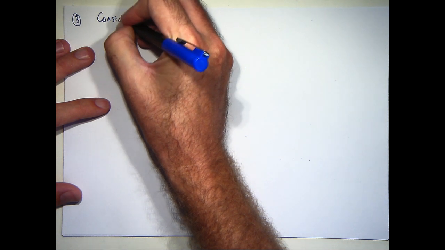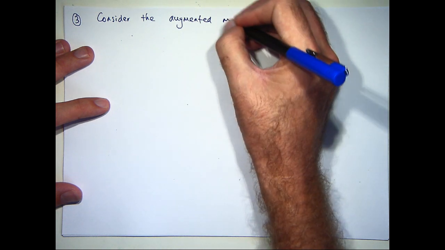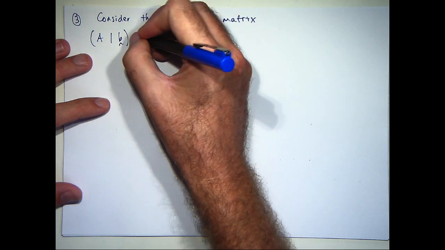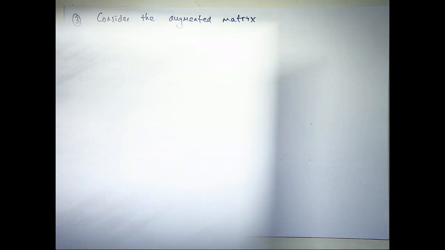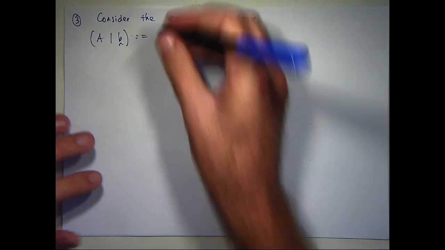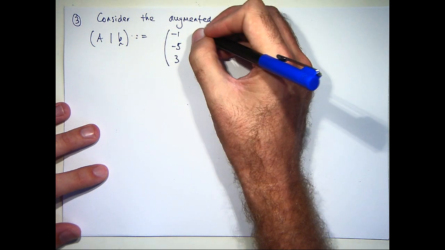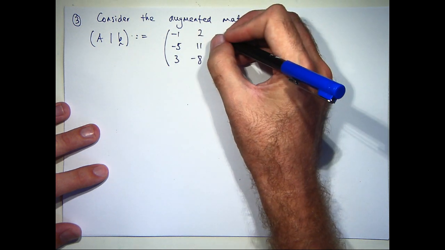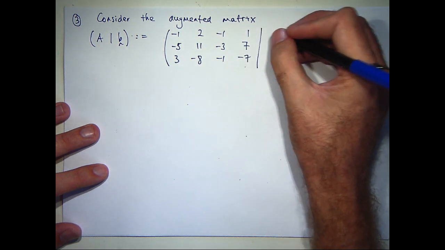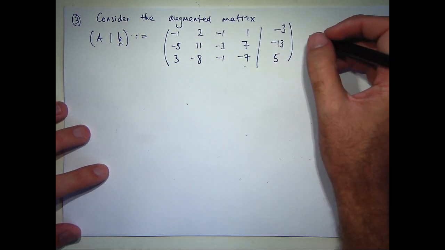So let's consider the augmented matrix. So here I'm going to form A from the coefficients of each of the variables, and B is just going to be this written as a vector. Okay, so let's row reduce.